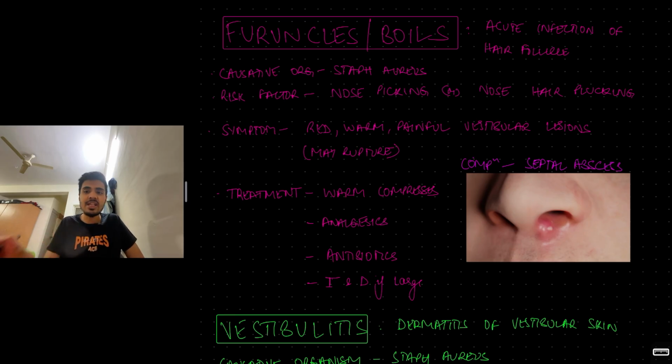Symptoms are, as I said, it is an acute infection of the hair follicle. So you'll have a red, tender swelling at the vestibule, red, warm, painful vestibular lesions. It can rupture sometimes. How will you treat it?